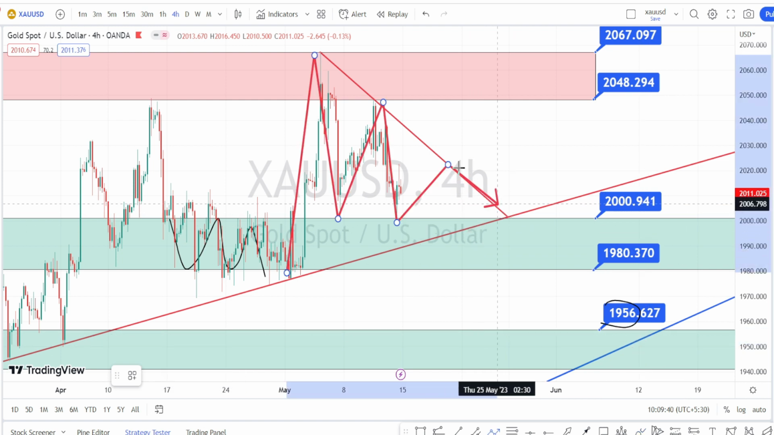And if the price action breaks this resistance line, we can expect the bullish side retracement to start in the 4 hours time frame. And only when the price action breaches this resistance zone can we expect the continuation of the bullish trend in the 4 hours time frame also.